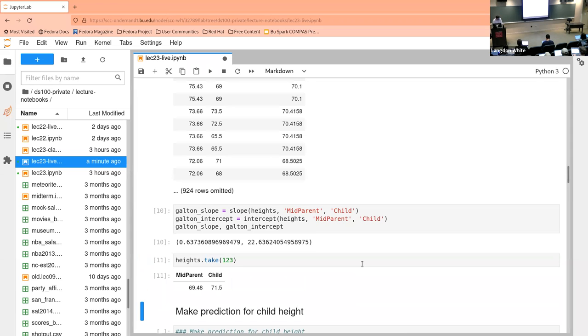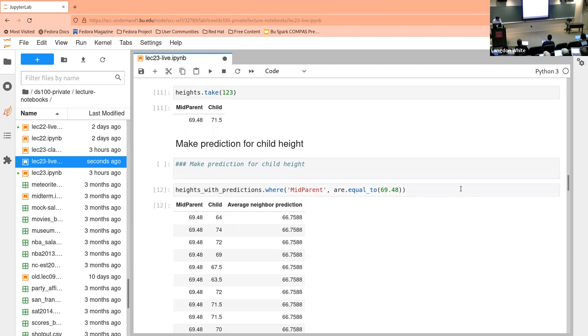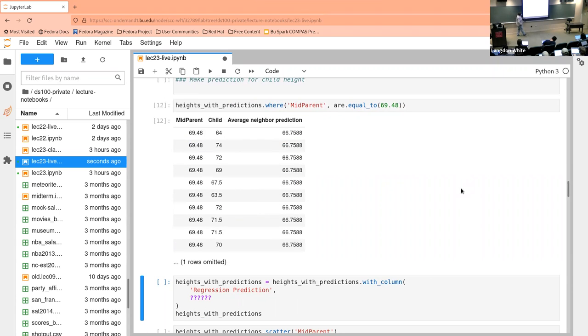So we're going to take one quasi at random from the table, okay? This is our original heights table. We're going to pull out row 123 for no particular reason, except that the rest of my example uses that. And so we know that the mid-parent height is 69.48. Using the nearest neighbor, we had a bunch of people where the mid-parent height was 69.48. Then we have a bunch of different children and their various heights. And here's our nearest neighbor prediction of 66 or nearly 67 inches for the children.